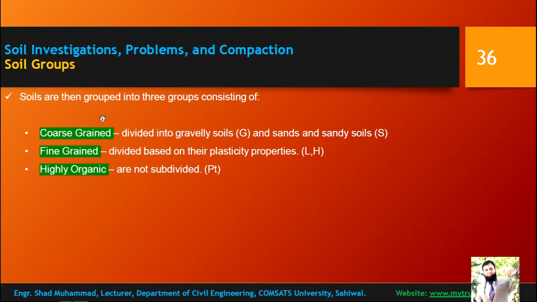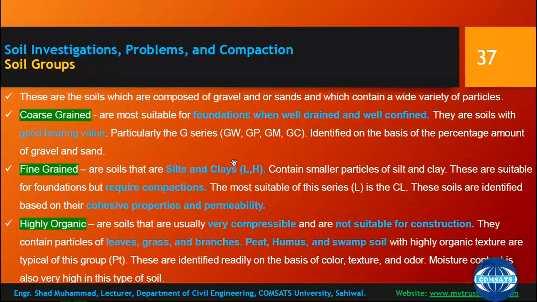Okay, soil groups. Soils are grouped into 3 categories: coarse grained, fine grained, and highly organic. Coarse grained is divided into gravelly soils and sands and sandy soils. So gravels and sandy soils are classified as coarse grained, and fine grained have silt and clay and have plasticity properties, and highly organic soils are not subdivided. So these are the soils which are composed of gravels or sands which contain a variety of particles. And this is regarding coarse grained soils.